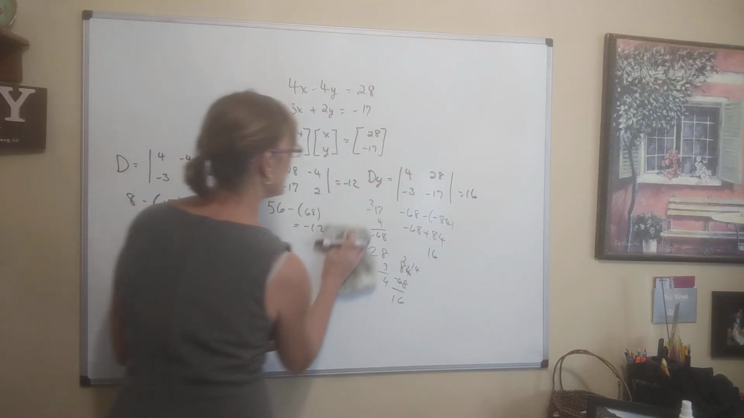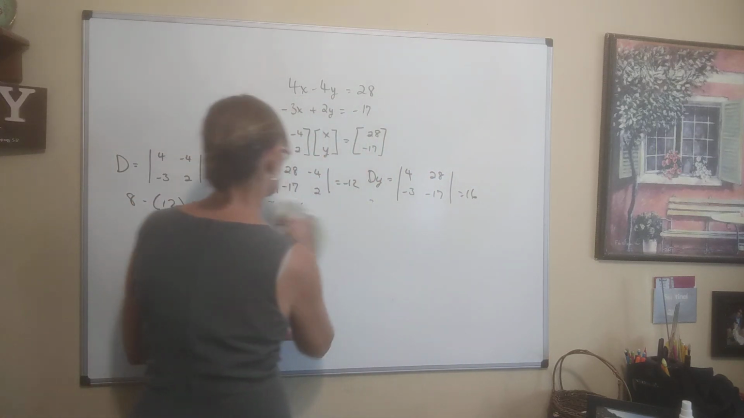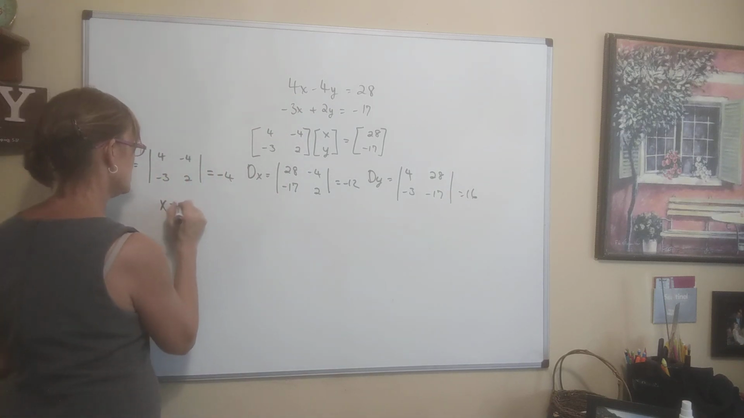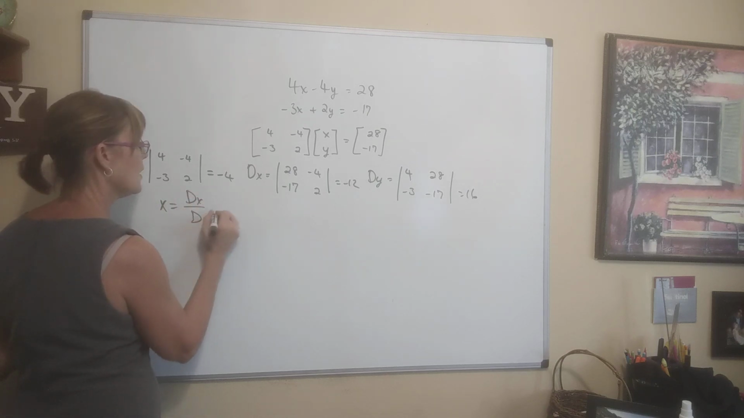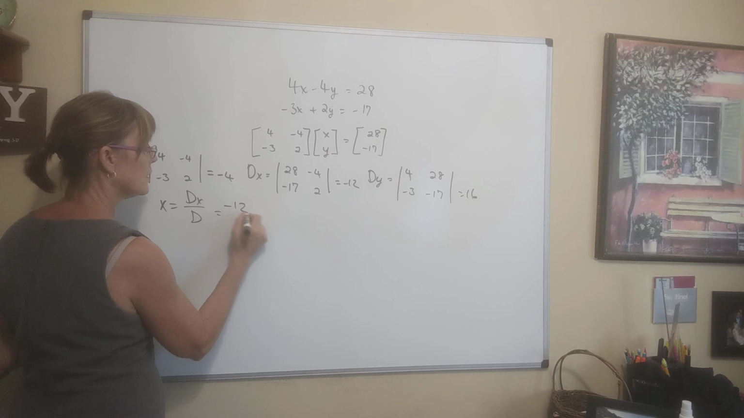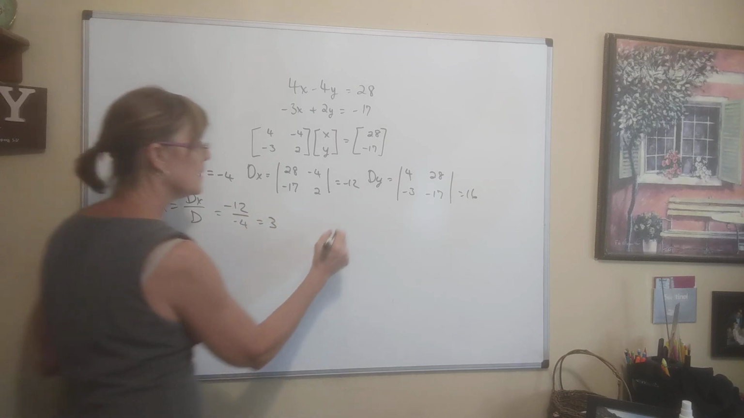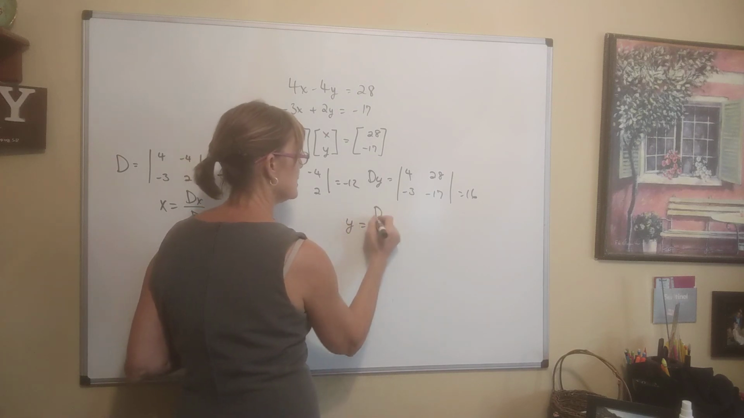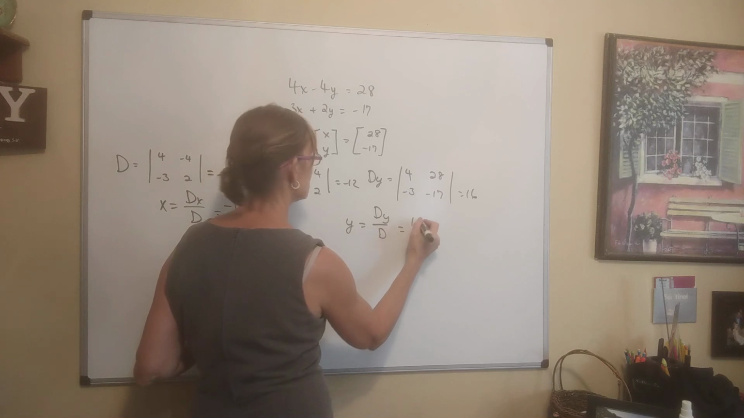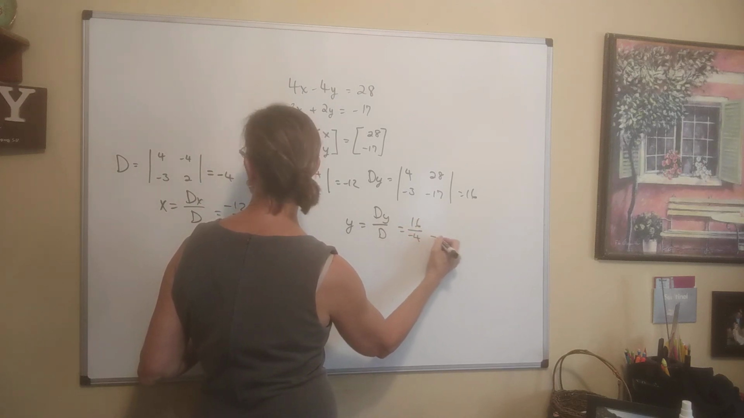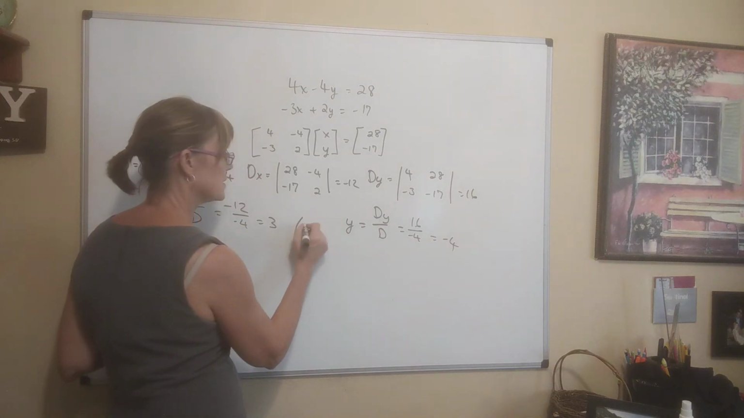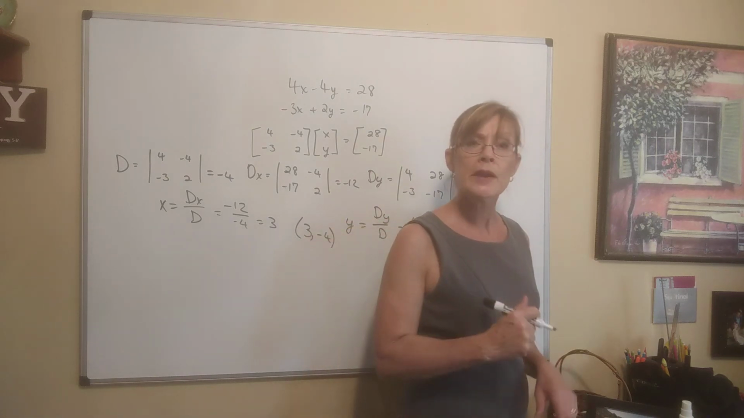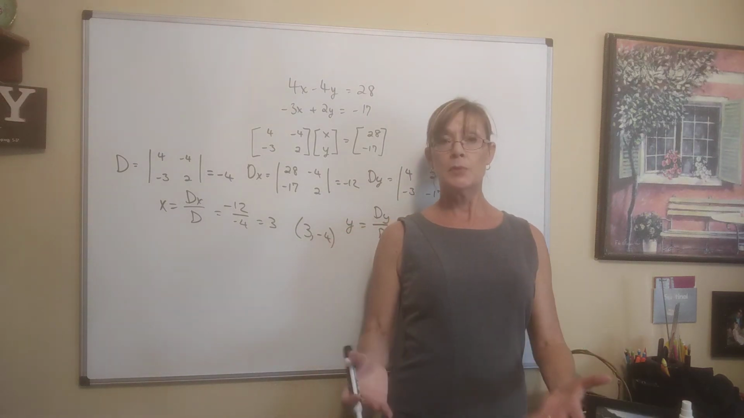So now I have my determinants. How do I get my answers? I will get my answers from x is d sub x divided by d, or negative 12 divided by negative 4, which is 3. y is d sub y divided by d, and that's 16 divided by negative 4, negative 4. My solution to this is 3, negative 4. So that's how you can use Cramer's rule by hand for a 2 by 2, and I will ask you to do that.